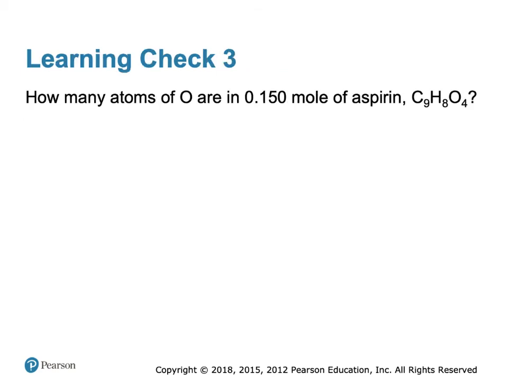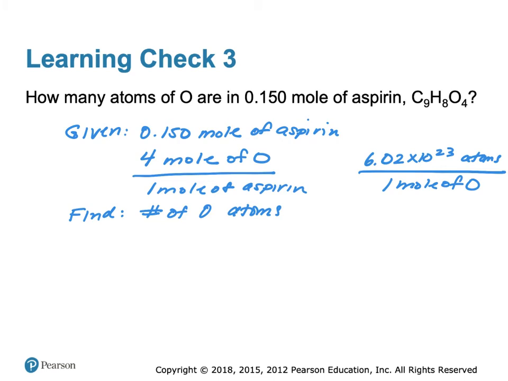So let's do a learning check. How many atoms of oxygen are in 0.15 moles of aspirin? All right, so this problem requires 2 conversion factors. We are given that we have 0.150 moles of aspirin. The question we need to answer is the number of oxygen atoms in that 0.15 moles of aspirin. So we need the conversion factor that there are 4 moles of oxygen per 1 mole of aspirin, and then that there are 6.02 times 10 to the 23 atoms per 1 mole of oxygen.